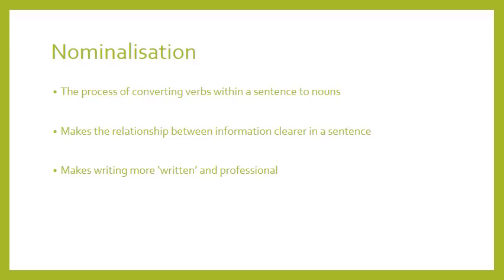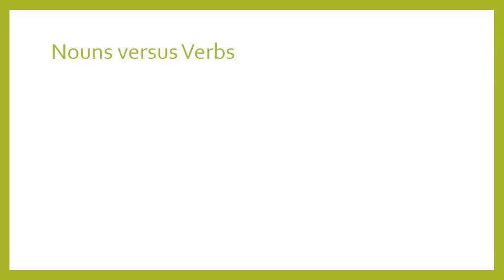Now the reason we do this is to make the relationship between the information clearer within a sentence, and you'll see examples of that later in this video. Ultimately, the reason we do this is to make our writing more written and professional. In order to understand this process, first we need to recognise the difference between a noun and a verb. So let's look at a couple of examples.